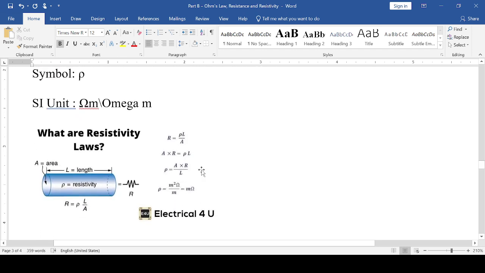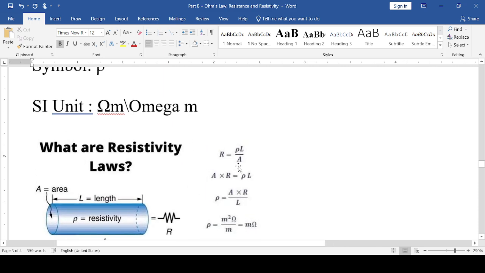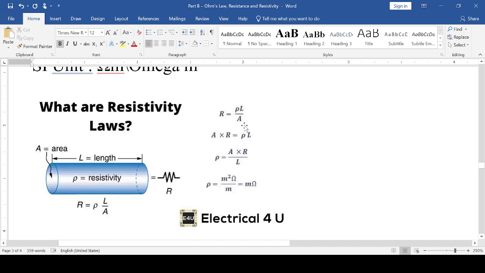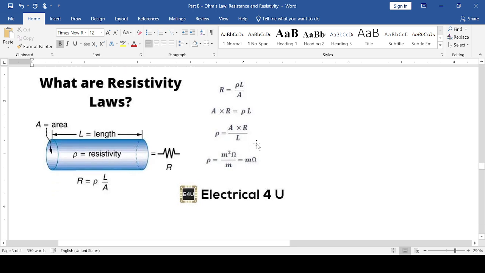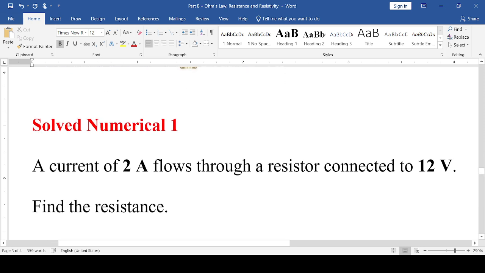This is your formula, students: R equal to rho L over A. If you transpose A to the left-hand side, then A times R equal to rho into L. So rho equal to A times R over L. For the units, area is meter square, resistance is omega, length is meter. Meter gets cancelled, so the rho unit you will get is omega meter.